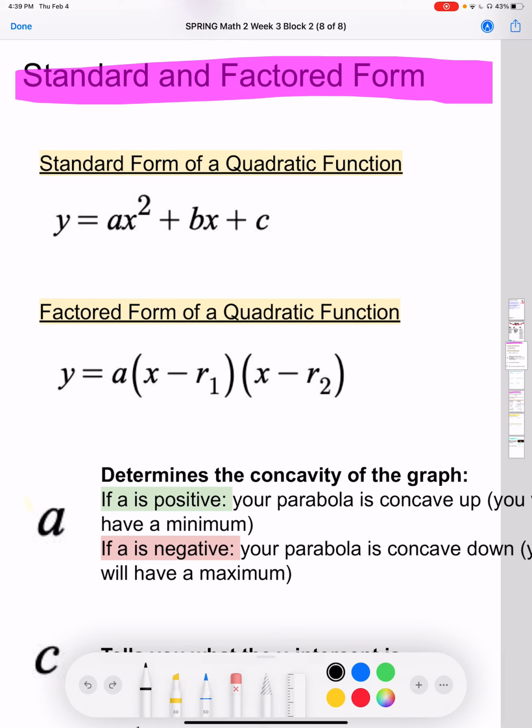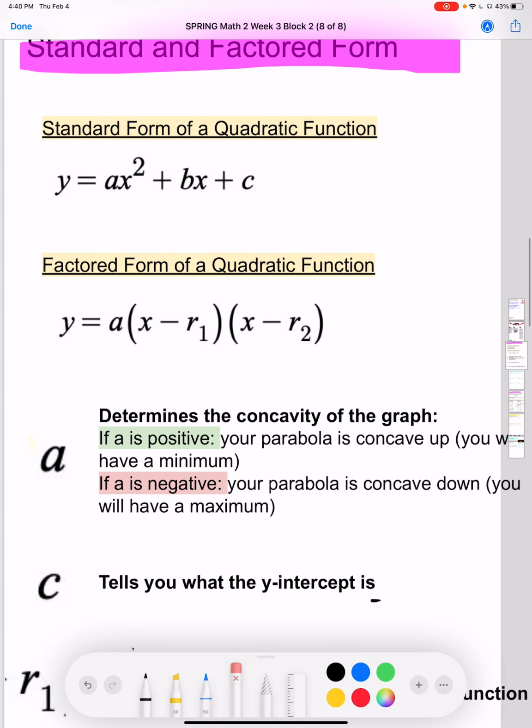So here is the standard form of a quadratic function. It's y equals ax squared plus bx plus c. And we're going to be looking at some of these, specifically A and C. We're going to talk about what those tell us about our function. We also have factored form of a quadratic function. In factored form, it's y equals A times (x minus r1) times (x minus r2). I'm going to talk about what r1 and r2 are right now. Notice that they both have an A value, in our standard and our factored form. And I'll talk about what that's going to tell us in a little bit.